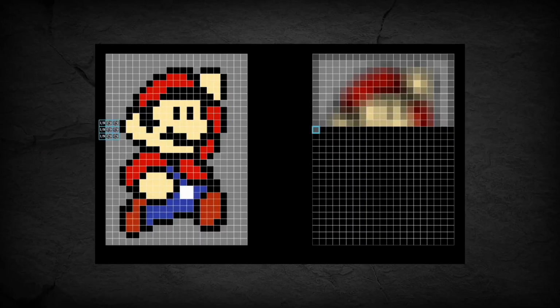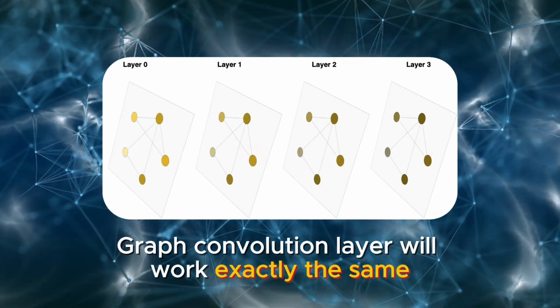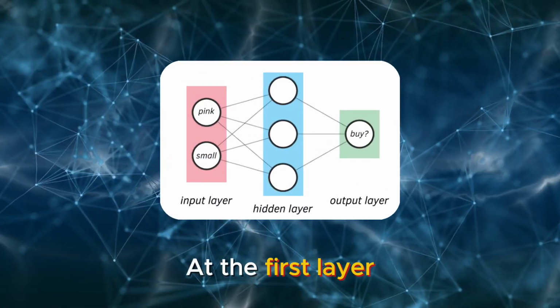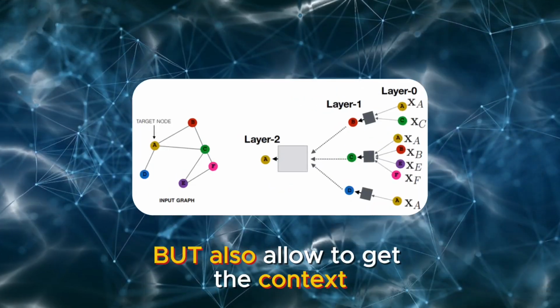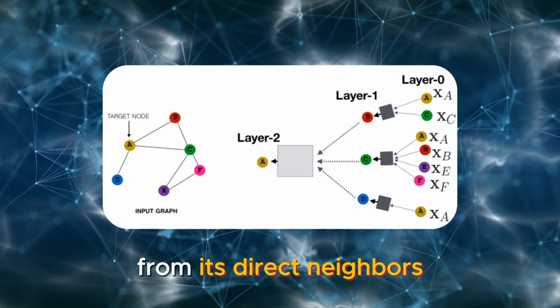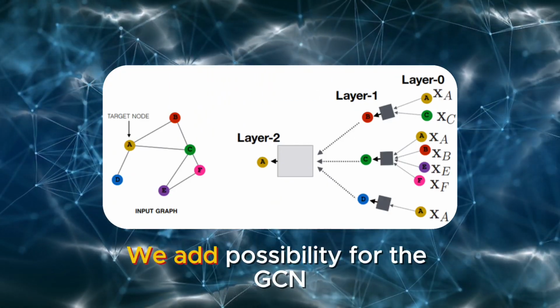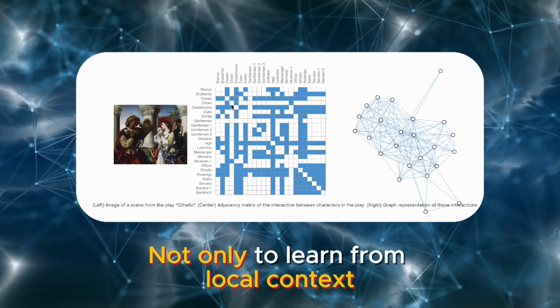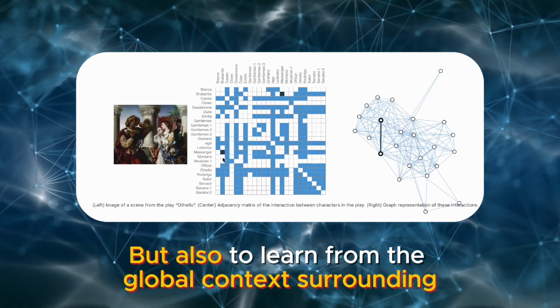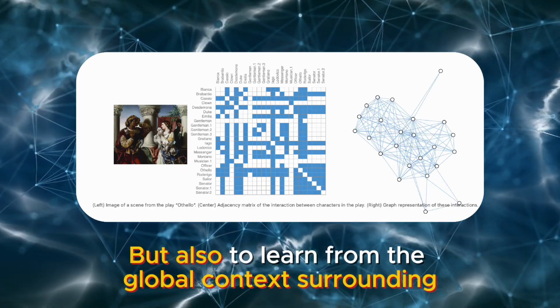Think about it as in convolutional neural networks, when the value of a point does not only depend on the value itself, but also depends on the value of the points surrounding it. Graph convolution layer will work exactly the same. So at the first layer, it will allow the node not only to access its own context, but also to get the context from its direct neighbors. As we add more layers, we add the possibility for the GCN not only to learn from local context, but also to learn from the global context surrounding each node.